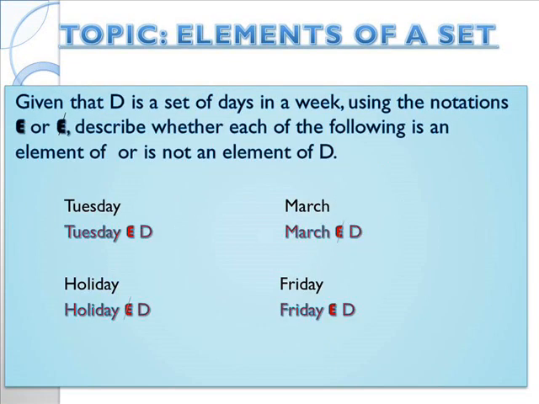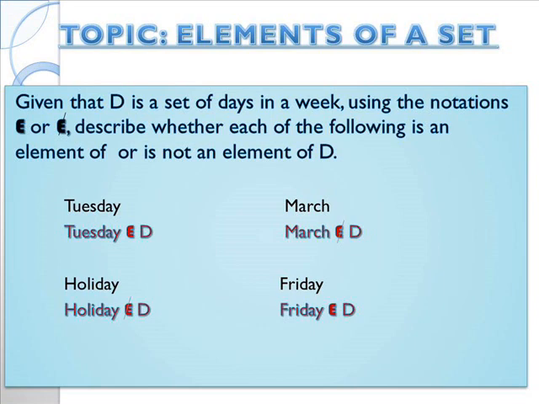Here we have another question that is related to the elements of a set. Given that D is a set of days in a week, using the given notations, we are required to describe whether each of the following is an element of or is not an element of set D. Well, the first one is Tuesday, and we all know that Tuesday is an element of set D, that is the set of days. Therefore, we will use the symbol of epsilon to denote that Tuesday is an element of set D.